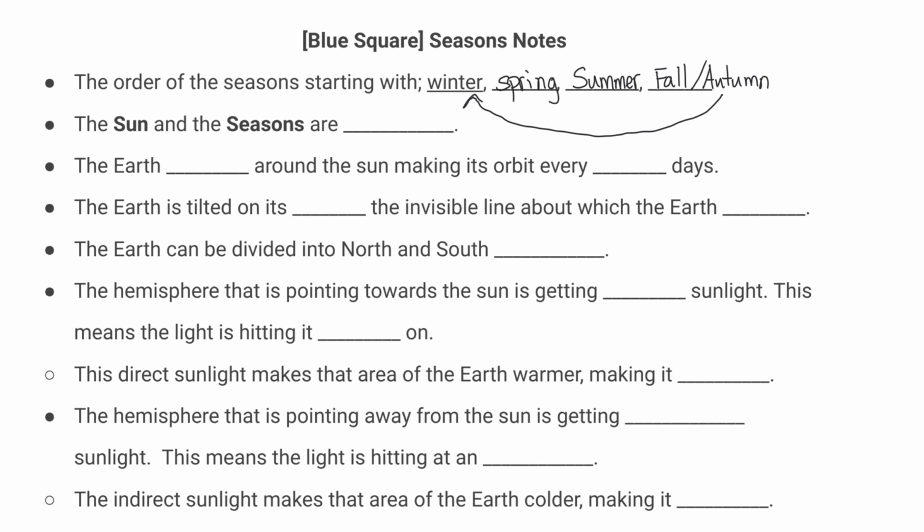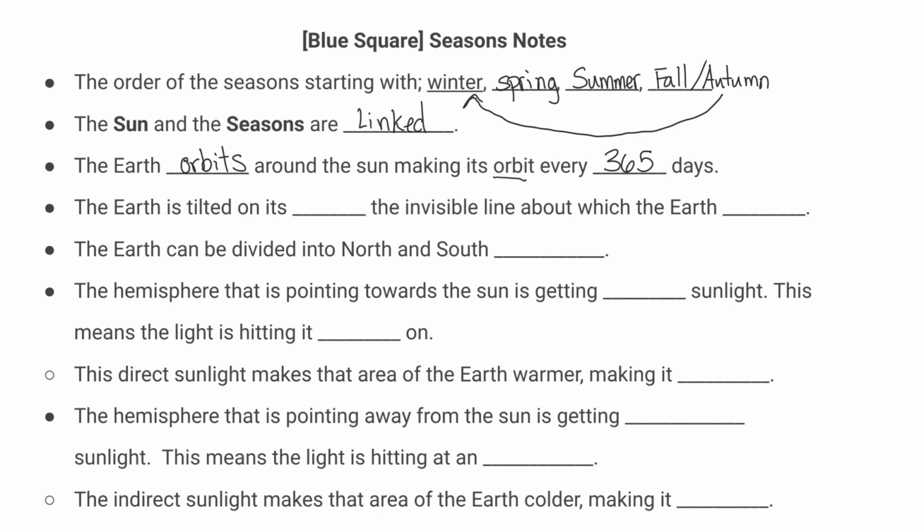The sun and the seasons are linked, which just means they're related. The sun is ultimately determining what season it is on Earth. The Earth orbits, which just means it goes around. So the Earth goes around the sun, making its orbit, or one revolution, one full circle, every 365 days. Now, it's actually closer to 365.25 days, but 365 is good enough.